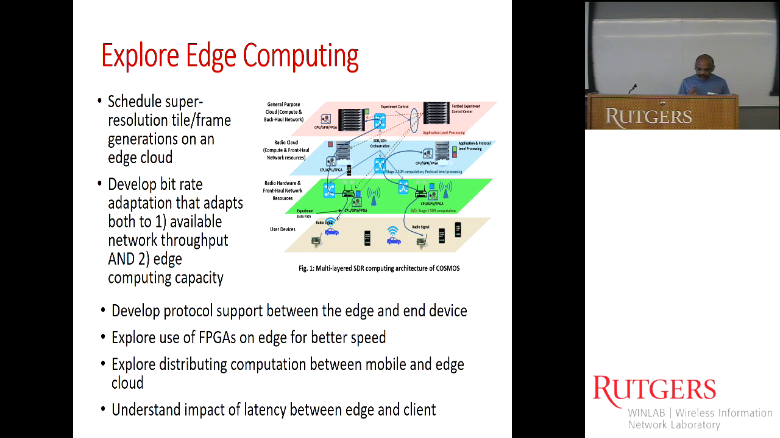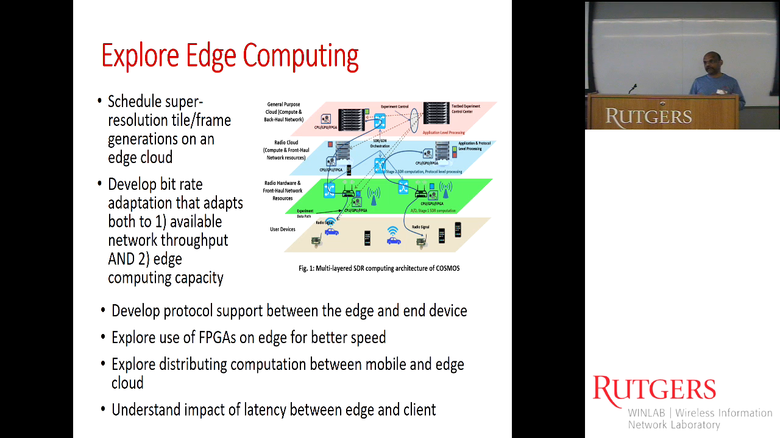And I also noticed that there is an FPGA. This is a chart I borrowed from the Cosmos website, which tells us that there will be FPGAs there, which gives us an opportunity to program FPGAs to do these neural network predictions. Now we need to modify the bitrate adaptation that we will develop so that it adapts to both the network throughput as well as the edge computing capacity.